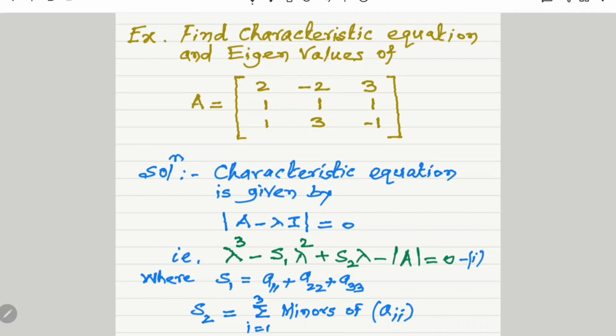Let us solve the problem. Find characteristic equation and eigenvalues of matrix A as 2 minus 2 3, 1 1 1, 1 3 minus 1.